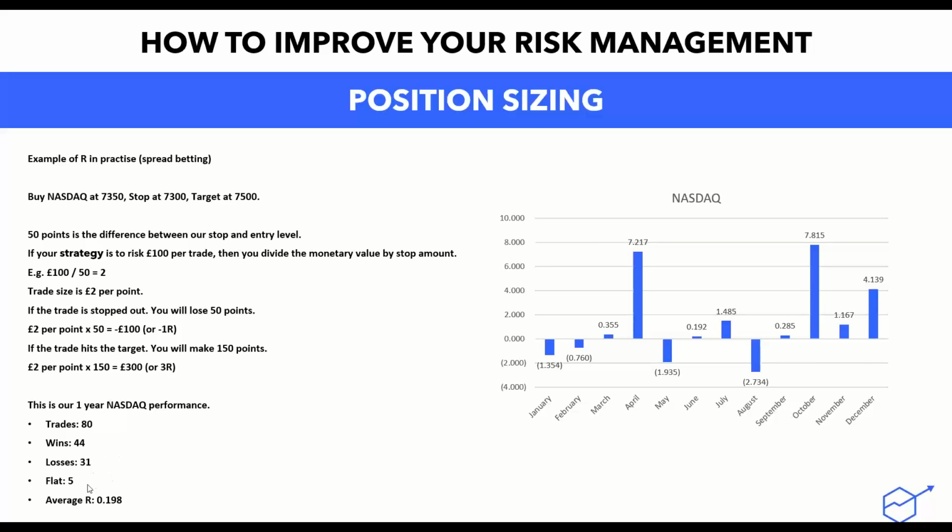We had 31 losses, 5 of the trades were flat, and on average we made 0.19 R per trade. So if we were risking £100 per trade, effectively we made £19.80 per trade, which if you times that by 80 trades is not a bad return at all. And we can see here the monthly breakdown.